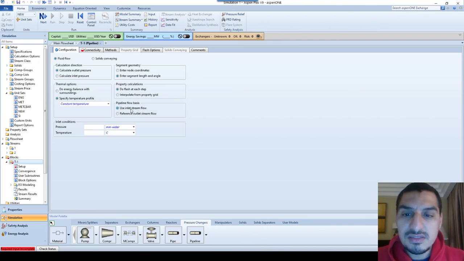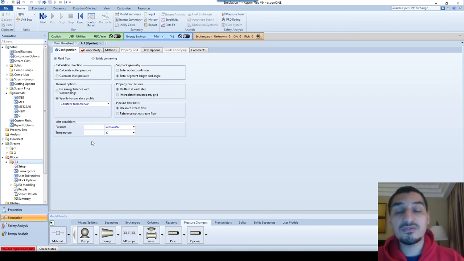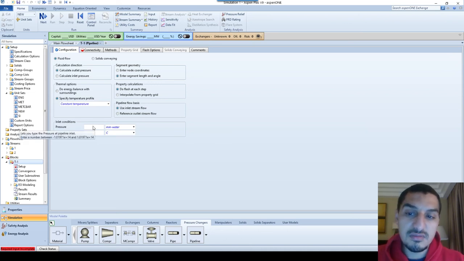The flow basis is based on the inlet stream flow or the outlet stream flow. I know the inlet stream flow, so I'm gonna use this. You can specify the inlet conditions if it's different from the feed stream. If you don't specify them, it's gonna be taken as the feed stream conditions.